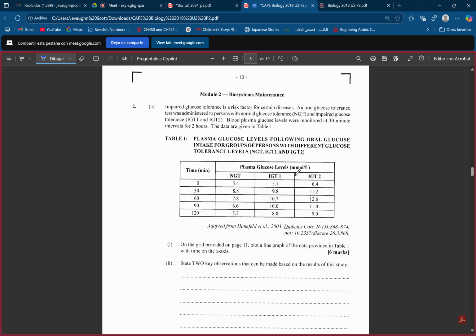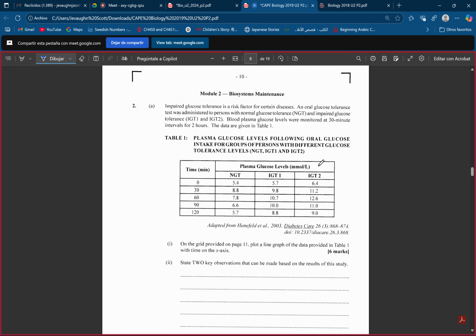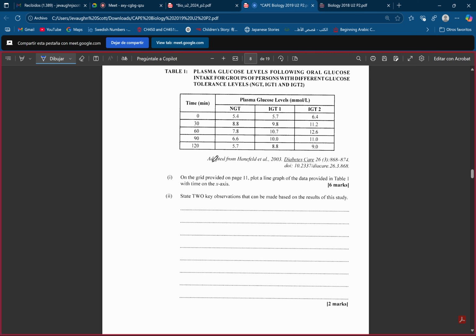So if you're going to do that, you must provide a scale, all right? You must provide a scale. But you also need to have the key rather. That's what I was trying to say. The key showing what represents what. So what represents NGT, what represents IGT1, what represents IGT2. That's what we're looking at.